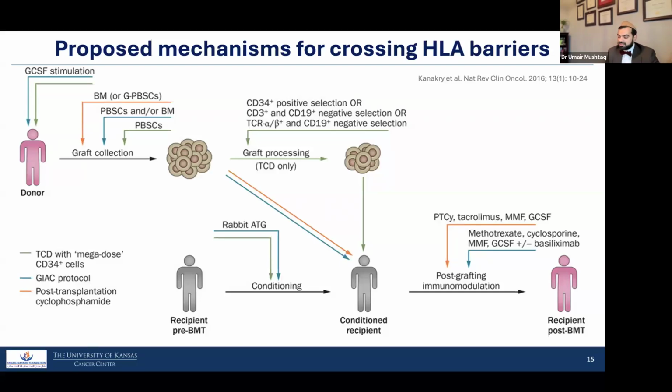And then you give this CD34 selected graft, and after that, you use an older cyclosporin, mycophenolate, methotrexate-based GVHD prophylaxis. That's one way to do it, and that's been mostly done in Europe and China. The other way to do it is give a standard conditioning protocol and give a T cell replete, unmodified graft, could be bone marrow graft or peripheral blood graft, and then use post-transplant cyclophosphamide.